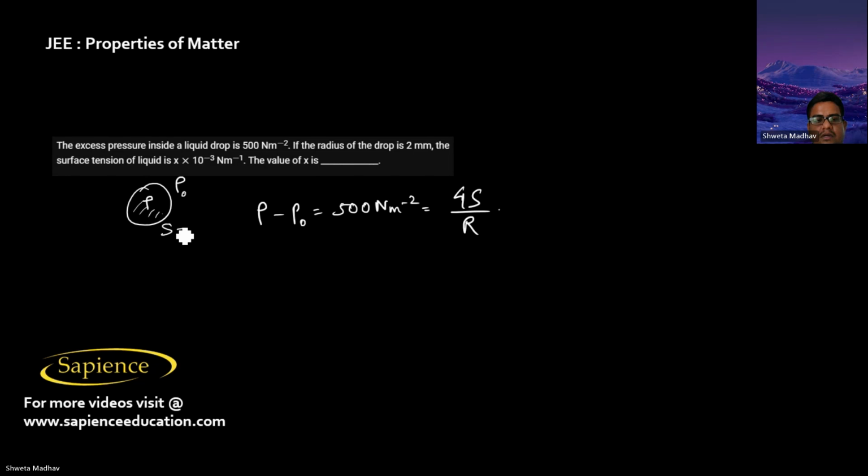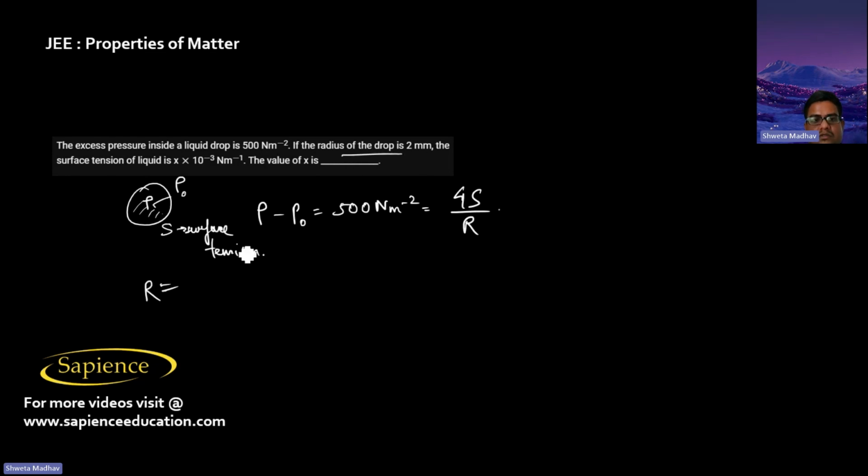Here it is told the excess pressure inside a liquid drop, that is P minus P naught. Outside we have atmospheric pressure. Inside the pressure is P, and P minus P naught is told 500 Newton per meter square, and that is equal to 4 S by R, where S is the surface tension of the liquid drop, and R is the radius of the drop.